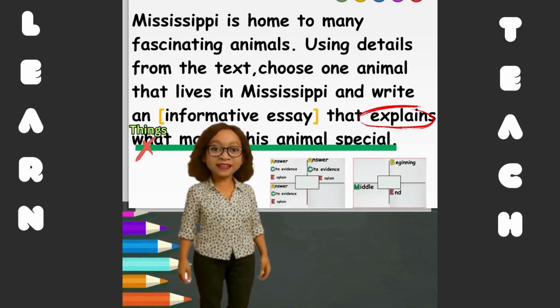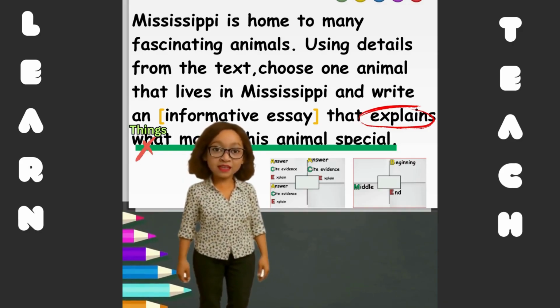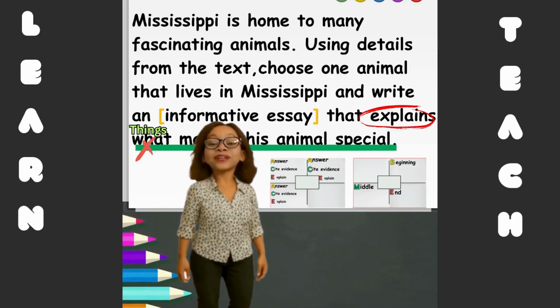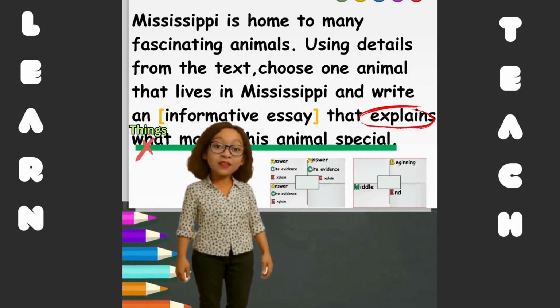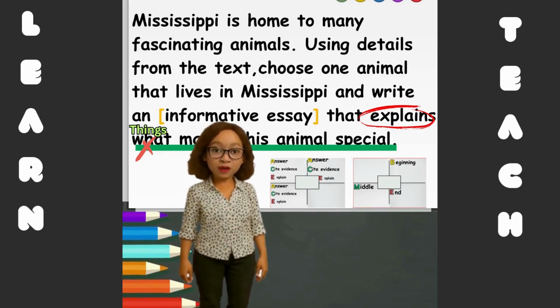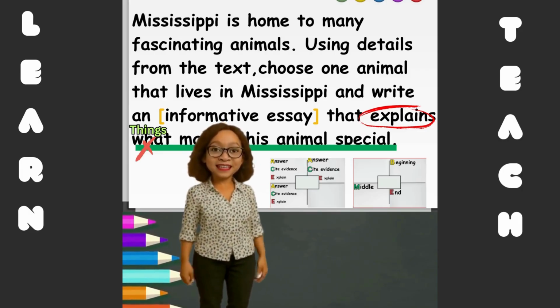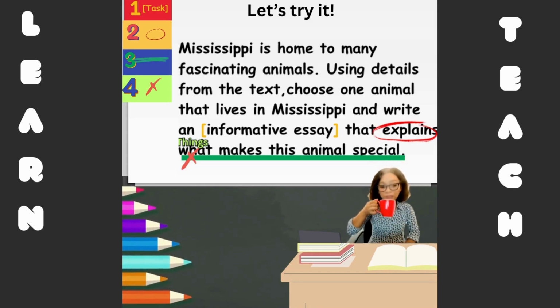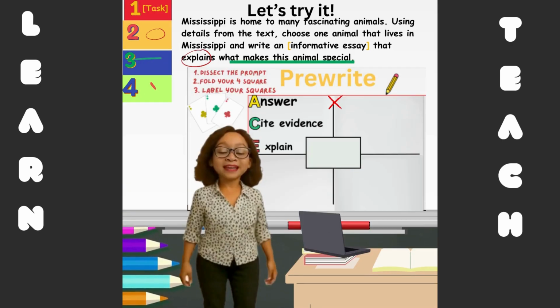If you are writing an informative or opinion essay, you ACE it. If you are writing a story, you BME it. This is an informative prompt. Do we ACE it or do we BME it? ACE it.